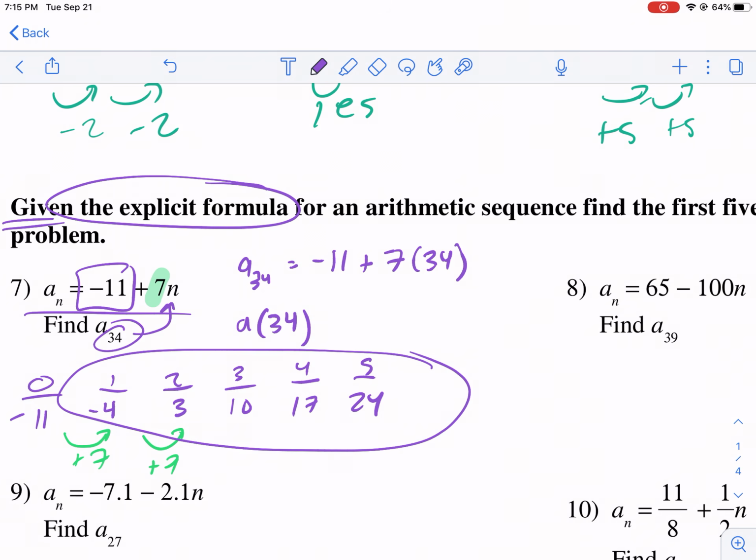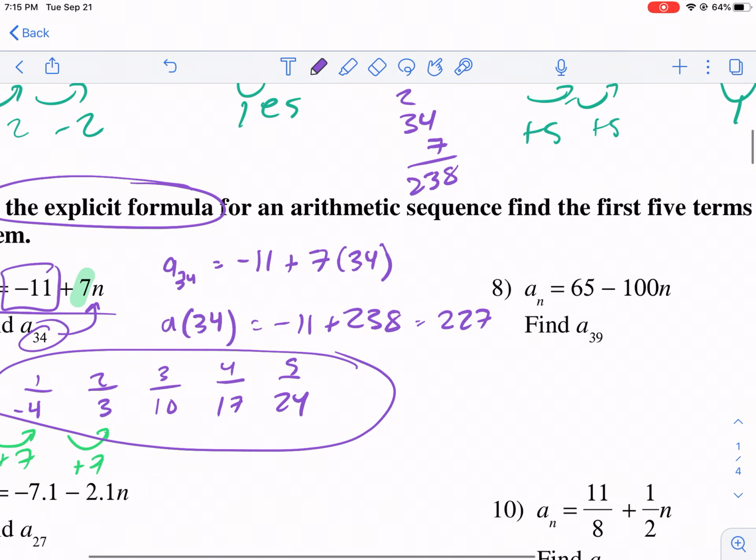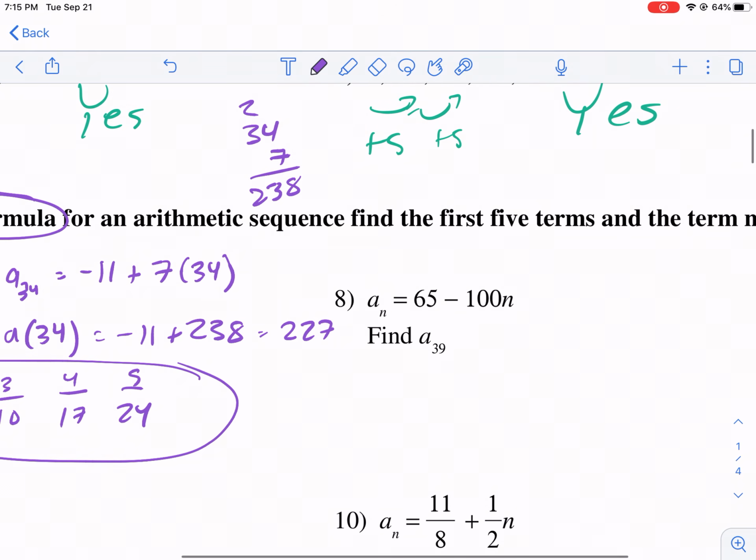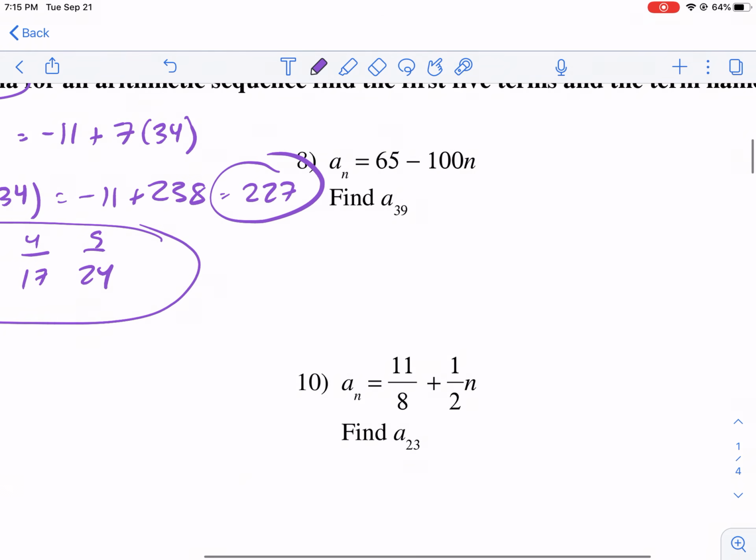Wow, I wish I had my calculator on me right now, but I don't, so I'm just going to have to do this good old-fashioned way. 238, negative 11, plus 238, and that's going to be my 34th term. In this case, it's 227. Okay, just double check that real quick. I don't want to put a wrong answer on YouTube. Okay, so it is 227. Yeah, it's 227.